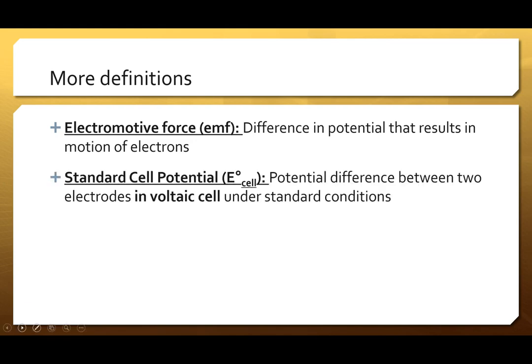Standard cell potential is the potential difference between the two electrodes in a voltaic cell. And again, we're using standards because one, we can just read a chart rather than doing an experiment to get the information. And two, it's just a little bit easier, a little bit more straightforward. Standard conditions, remember, are just room temperature, 1 atm of pressure. So the conditions that we're probably going to be working in anyway.